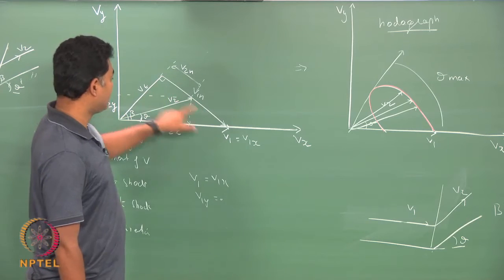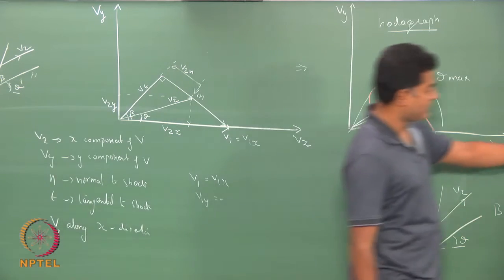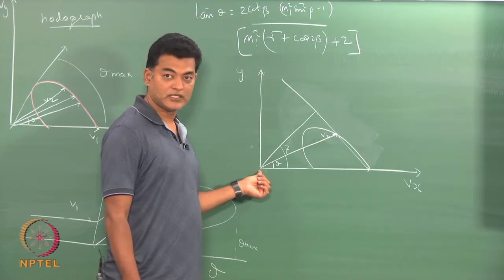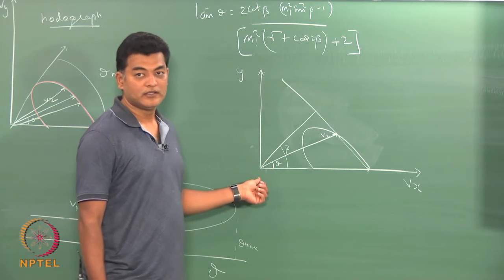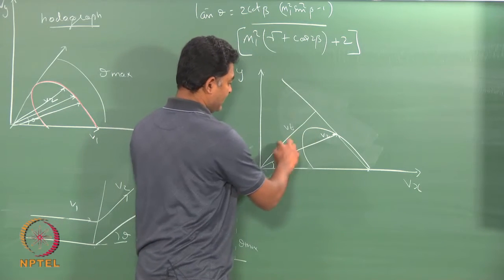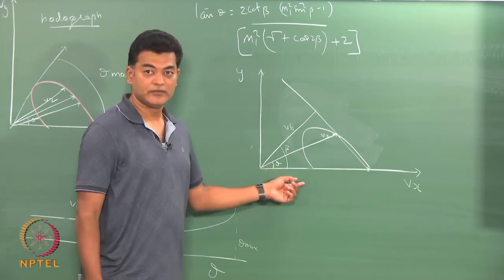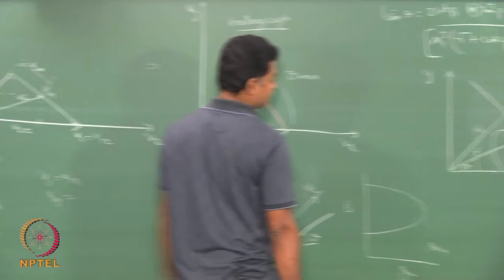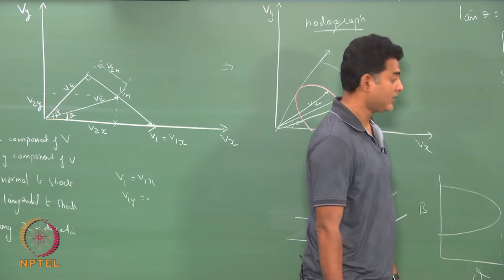The point connecting V1 and V2, extend that, and the normal from there to the origin should give me the V tangential, and the angle between that and Vt should be your beta, which is what you would see here. Okay.